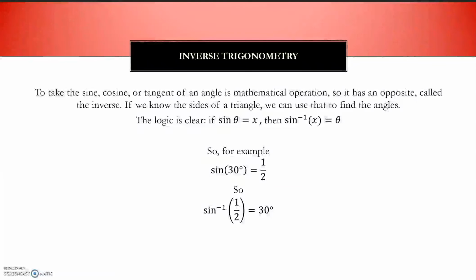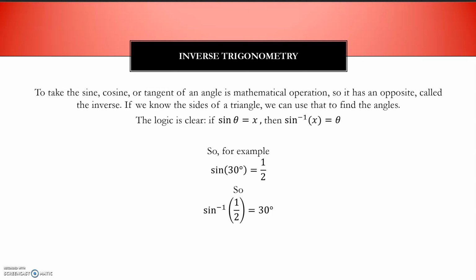Now, we can go backwards. So, like I said before, taking the sine, cosine, tangent of an angle is a mathematical operation. Every mathematical operation that we do has an opposite, right? We call that the inverse operation. So, things that we know from Algebra 1, even back to pre-algebra. Addition has an inverse, we call it subtraction. Multiplication has an inverse, we call it division. The square, the second power, has an inverse. We call it the square root.